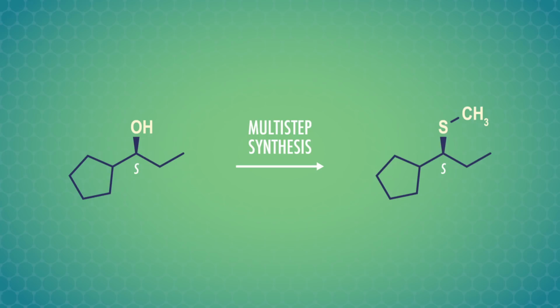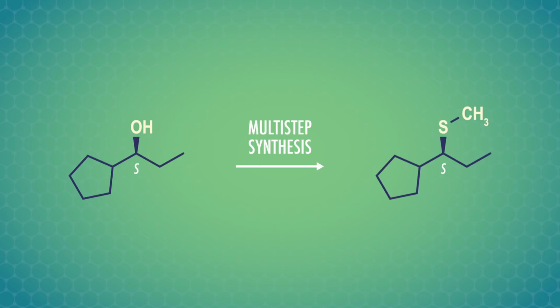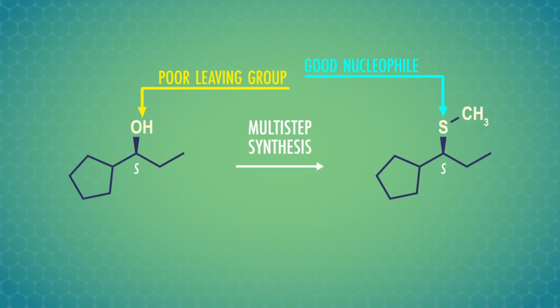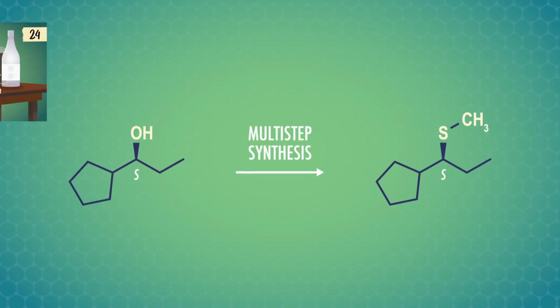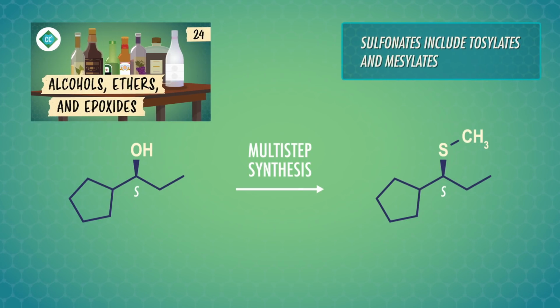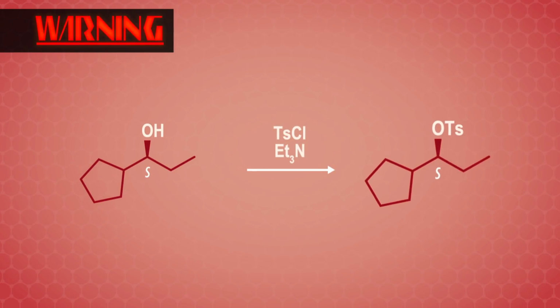For the synthesis problem, we need to think about reactions of alcohols and how we might replace a hydroxyl group with sulfur. Sulfur is a good nucleophile, one of the key ingredients in substitution reactions, but hydroxide is a poor leaving group, so we need to make it a good one. In episode 24, we talked about a couple ways to form good leaving groups from alcohols, turning them into sulfonates or halides. So let's try turning our alcohol into a tosylate.